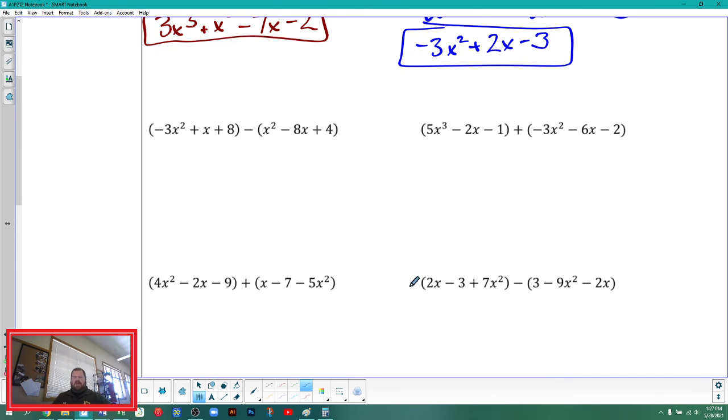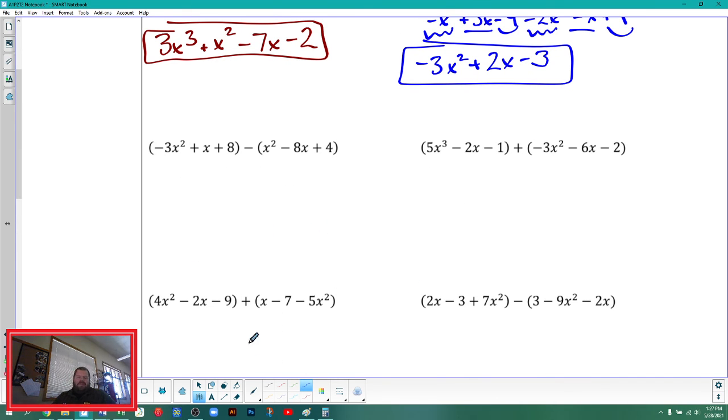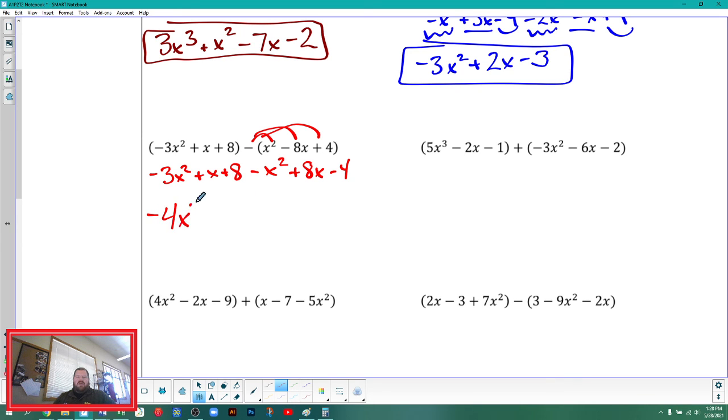Okay, just seeing how many we had here. We're getting up there in time, so I'm going to try to speed up a little bit. I've got -3x² plus x plus 8. I'm only rewriting this one because of the negative that I want to remember to distribute. -x², -8 is plus 8x, and -4. If you want to underline, you can. I'm going to save myself a little bit of time. -4x² plus 9x and plus 4.